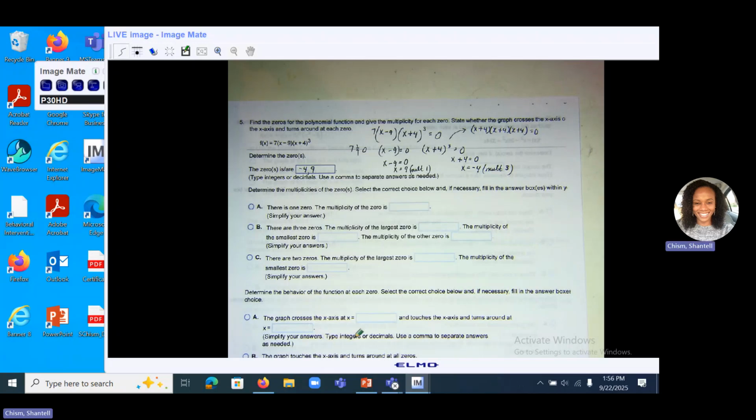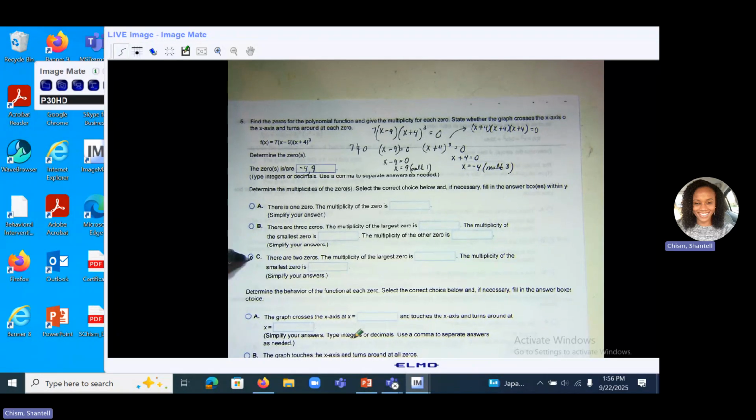And I don't think the order matters, but I wrote the smaller one first. All right, then it says determine the multiplicity. Well, we already kind of did state that. So one of the zeros, there are 2 zeros. So we'll select C here. There are 2 zeros.